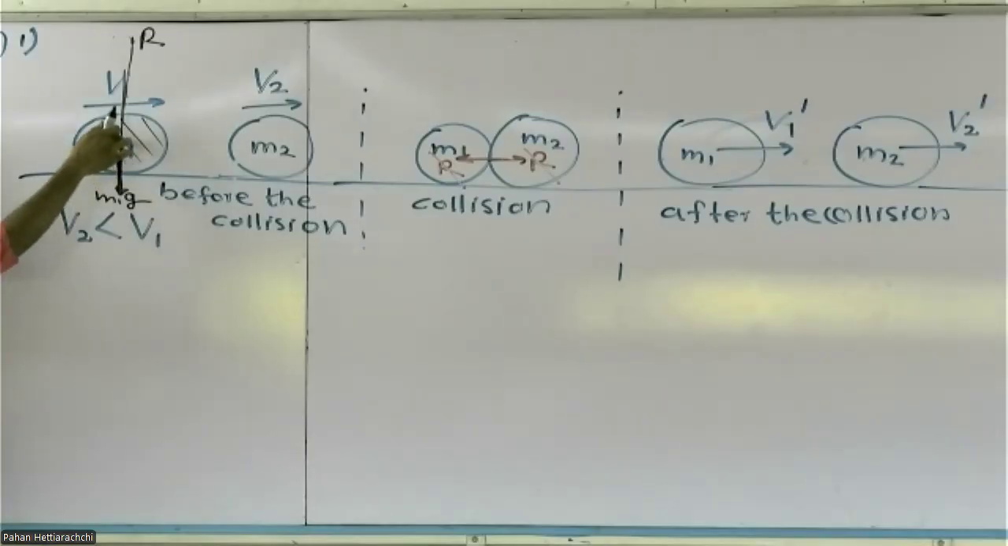Here, for the mass M1, it has its weight M1G. And again, when it touches the ground, there's a normal reaction. So these are the external forces. So what can we do about that? There's M1G and R here. Draw them in using a pencil.